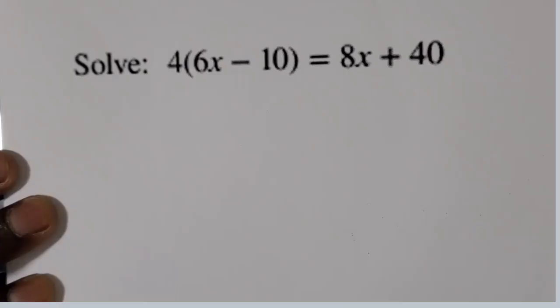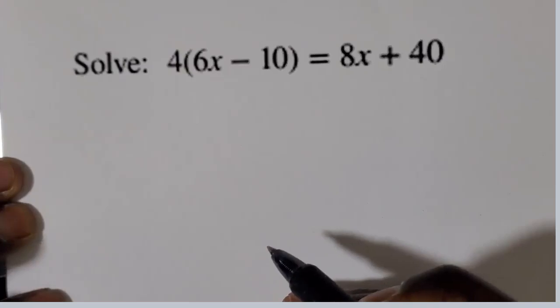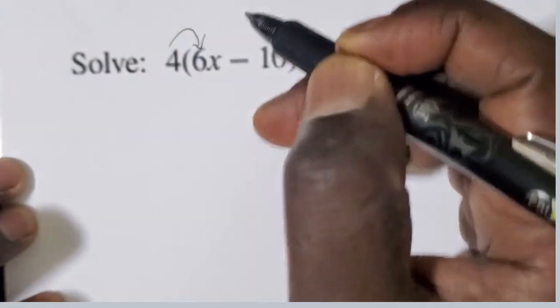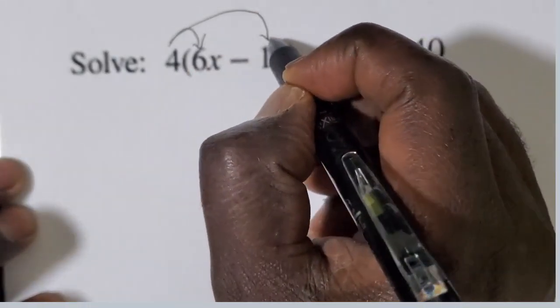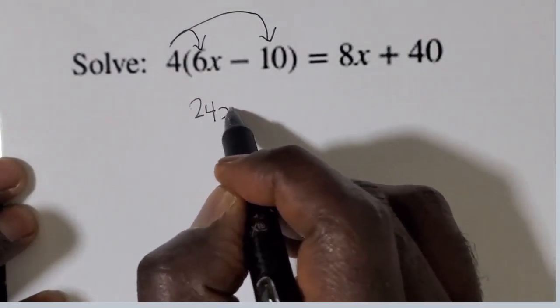All right, we're supposed to solve this linear equation. I'm going to solve it as the Americans will solve it. Americans will use the distributive property. They will distribute the 4 over, and then I will also look at how Chinese people will solve it too.